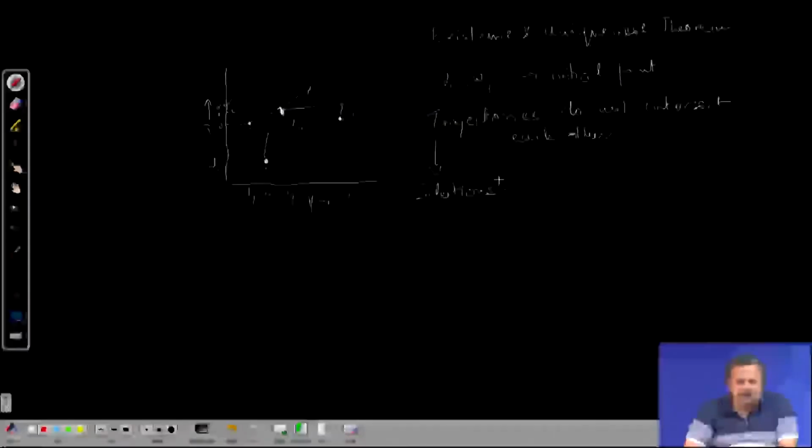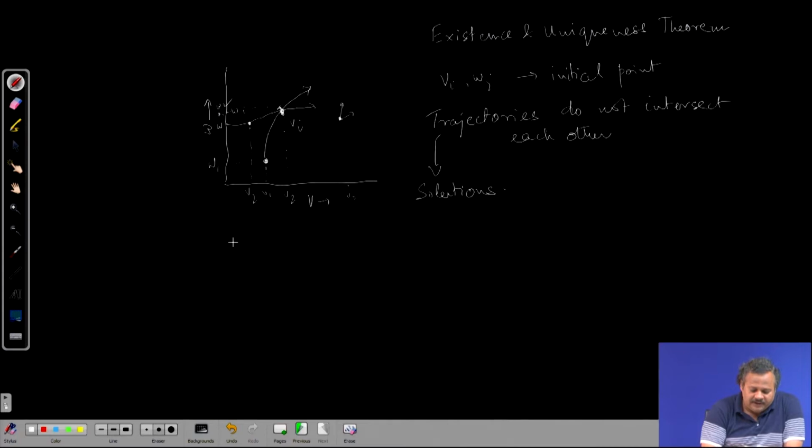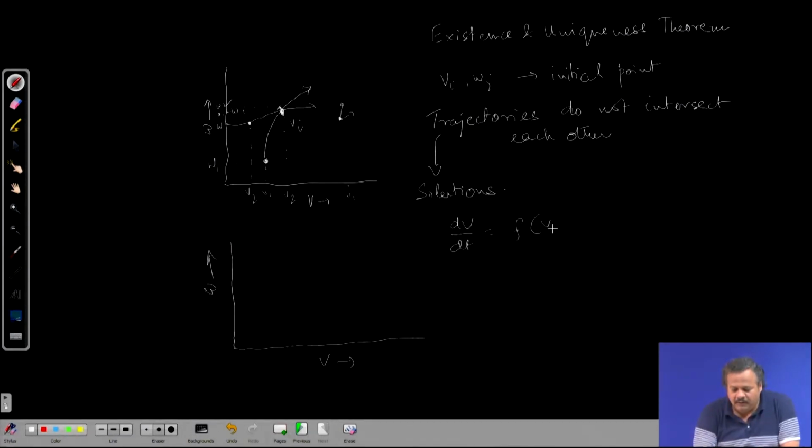The second part of this idea of the phase plane is this. Let us say we have this as the phase plane, V and W. Now, let us consider our system of differential equations: dV/dt equals some function F1 of V and W, and dW/dt is F2(V, W).